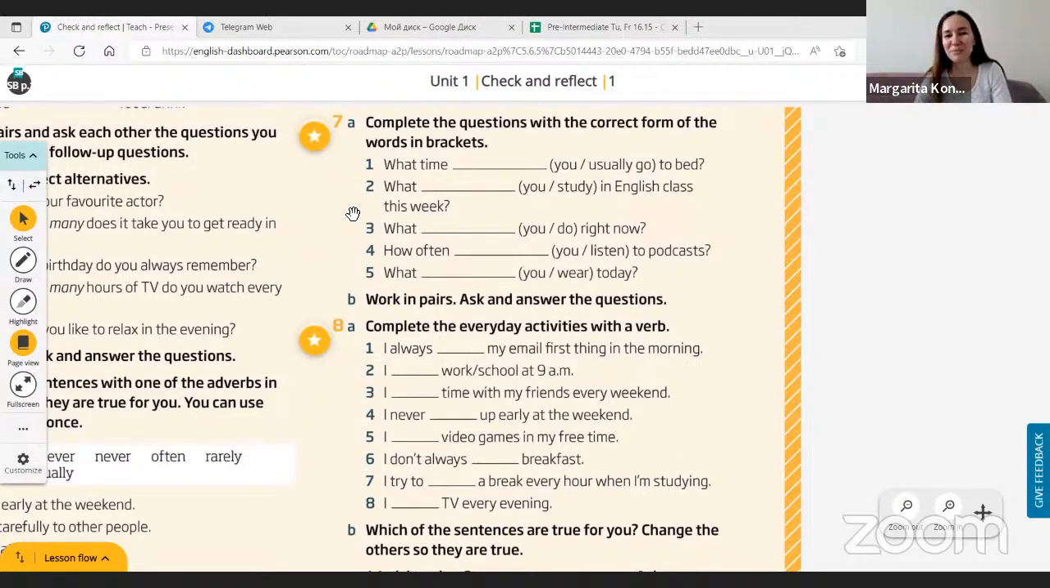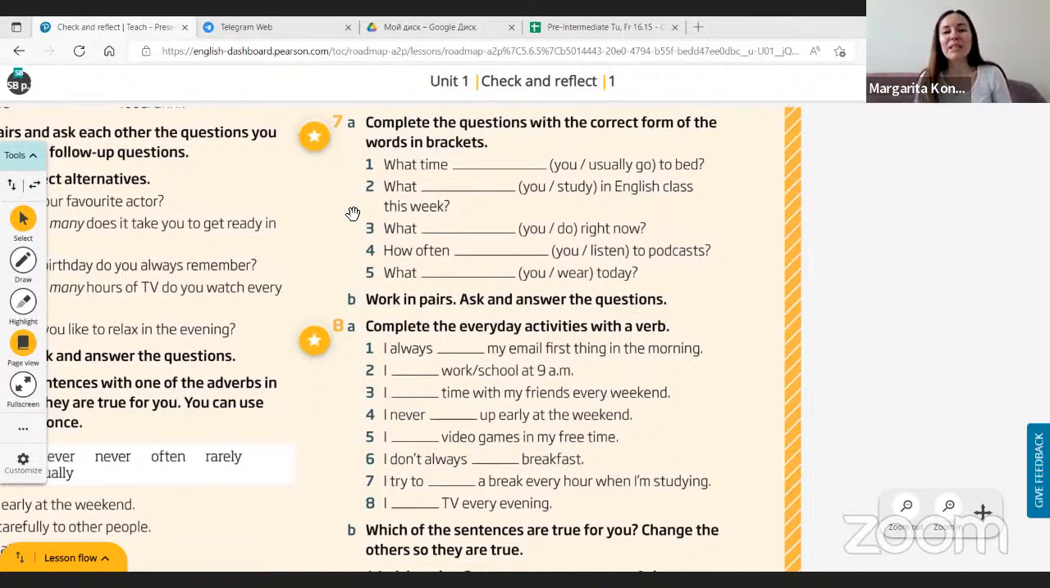Good. Number 3. What are you doing right now? Okay, nice one. Again, it's present continuous. Right now. Okay, next one. How often do you listen to podcasts? Present simple. How often? Well done. Next: What are you wearing today? It's about today, right? Yes, because it is about today. Okay, well done. Now let's answer these questions, okay?